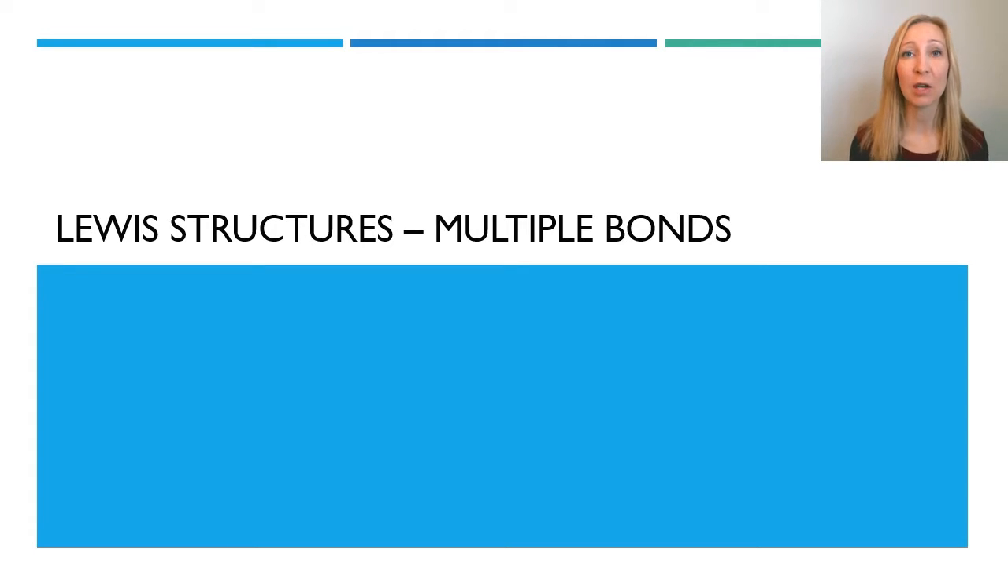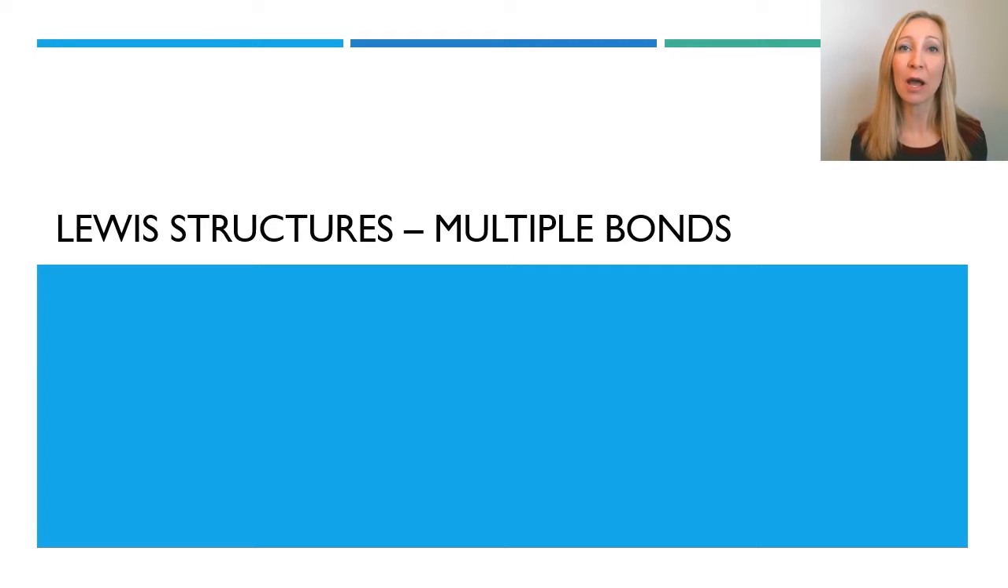Before watching this video, you should have a good understanding of how to draw Lewis structures that contain only single bonds. Up to this point, everything has been working out perfectly when you've been drawing Lewis structures. The number of valence electrons that you start with is the same number of valence electrons that you end with, and everything just works out.